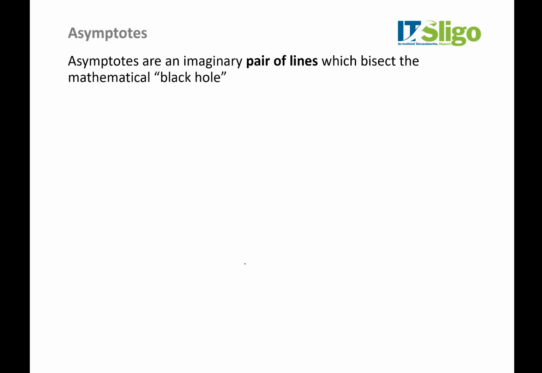Asymptotes are essentially like an imaginary pair of lines which bisect that mathematical black hole. Wherever your function is going to return a 0 on the bottom, that's where you're going to get one of these black holes, because this type of thing cannot be defined. Anything divided by 0 cannot be defined, because the question you're asking is how many zeros are there in 10? There is no answer.